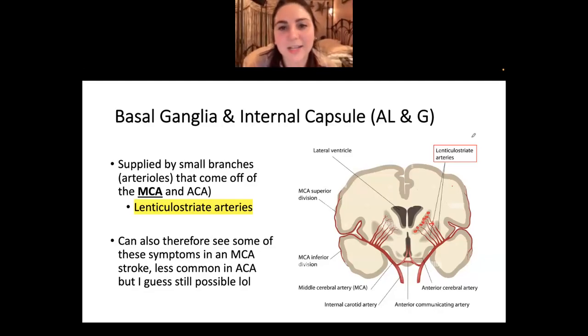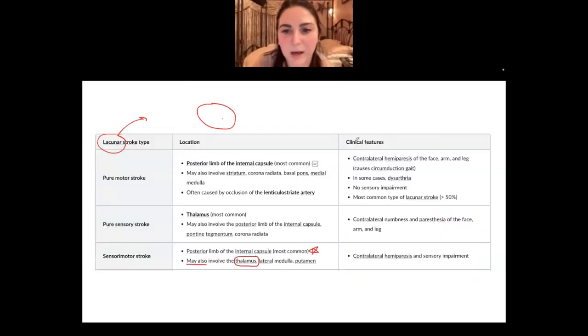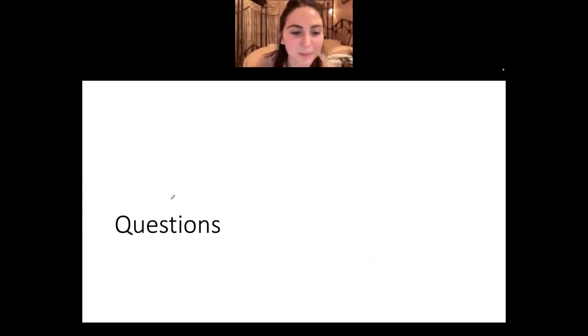It's not just the lenticulostriate arteries that cause lacunar strokes, but that's the most common one you're going to see. We're going to go into this one a lot, but there are different types. When we do the diencephalon and the thalamus, the thalamus can also get affected all on its own, and that's its own type of stroke. Those are tinier strokes. They're called lacunar strokes.